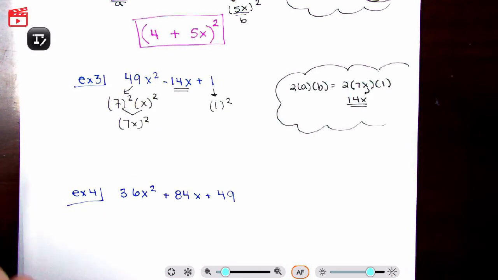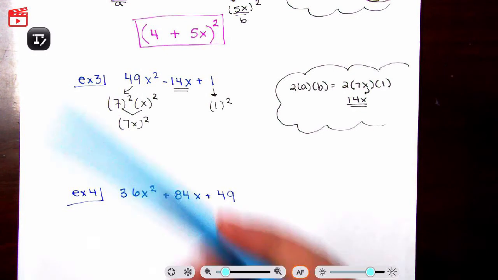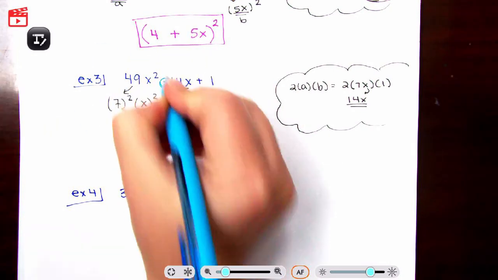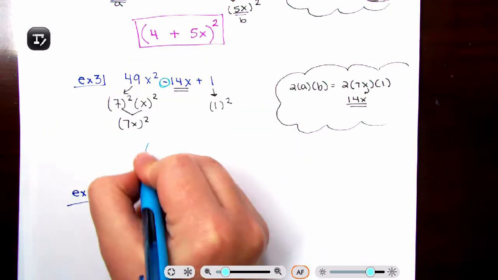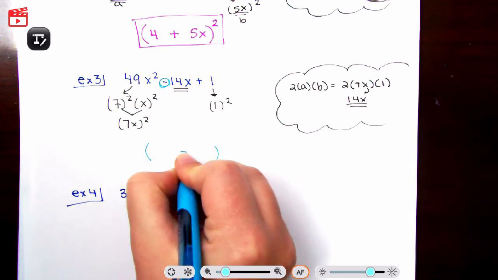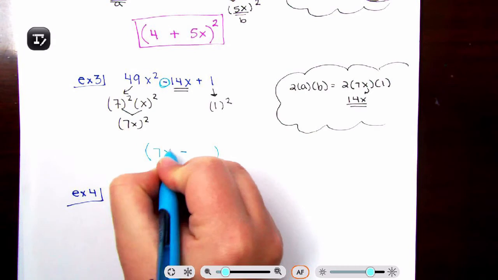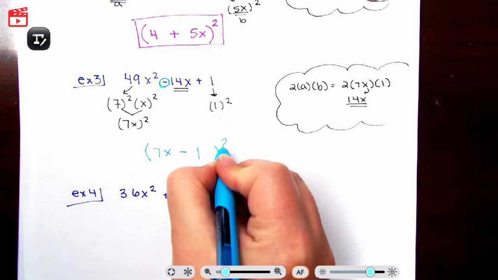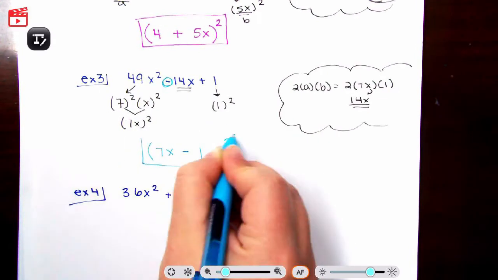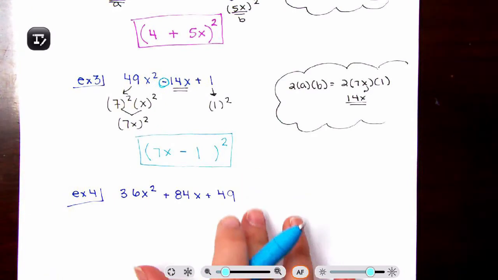Now we have to check for our symbol. Our symbol here is a minus. So therefore, we should have a minus in our binomial. So what's my a? My a is 7x. What's my b? My b is 1. And we're always going to write a squared here. And we are done with this one. Let's do the last example here.